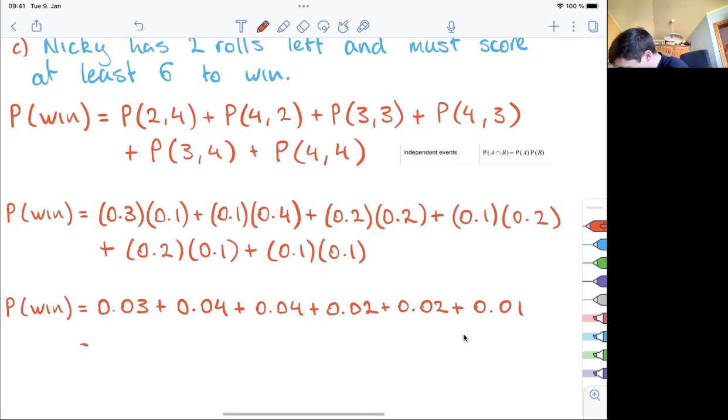Okay, cool. Now we're just going to add all these up. So we've got 0.03 plus 0.04 plus 0.04 plus 0.02 plus 0.02 plus 0.01, and that will give me 0.15.